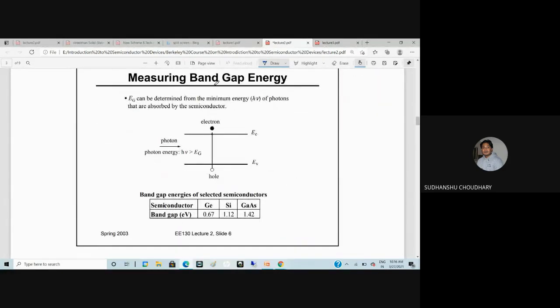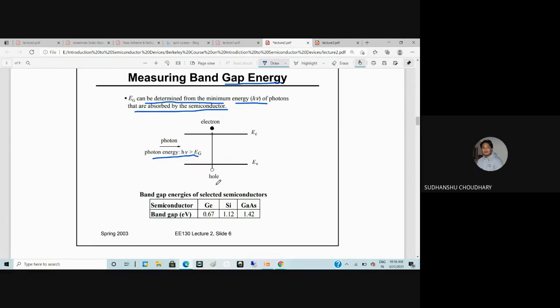Now this band gap energy can also be measured by seeing how much photon energy is absorbed. So this Eg, that is the band gap, can be determined by the minimum energy h nu of photons that are absorbed by the semiconductor. So you just shine a light on this. This photon has some energy. Now this photon will only be absorbed if the band gap is less than or equal to the energy of this photon.